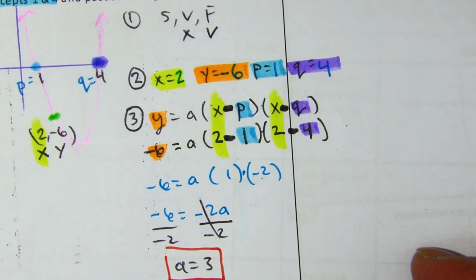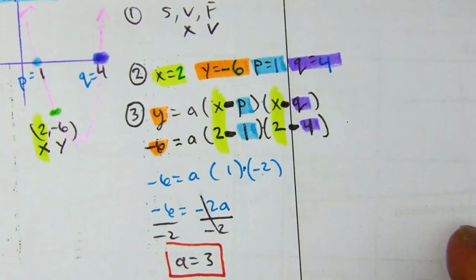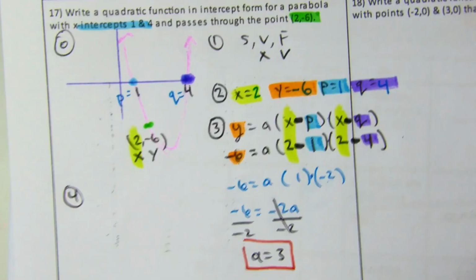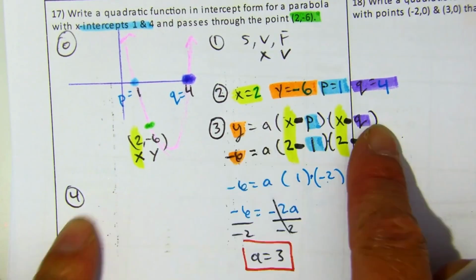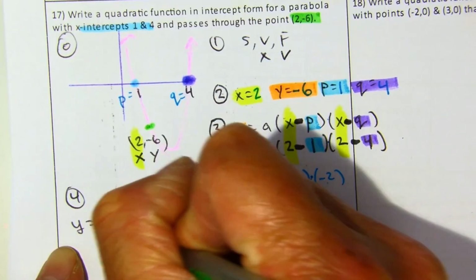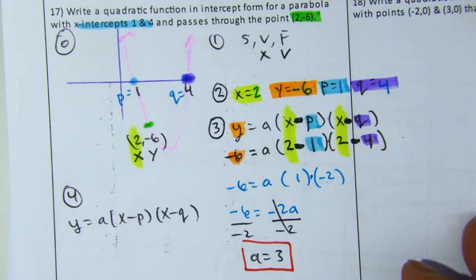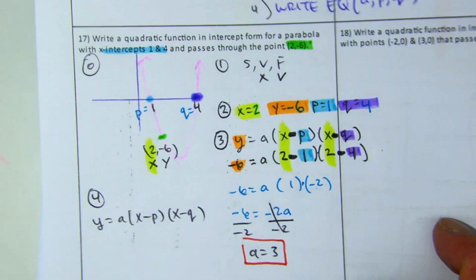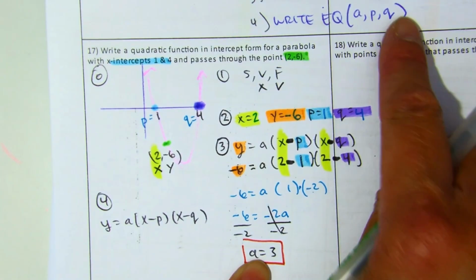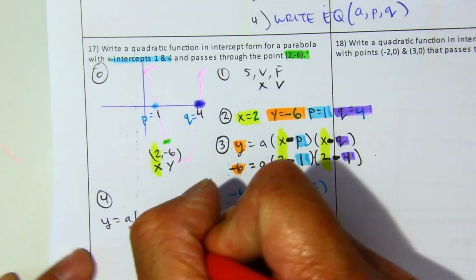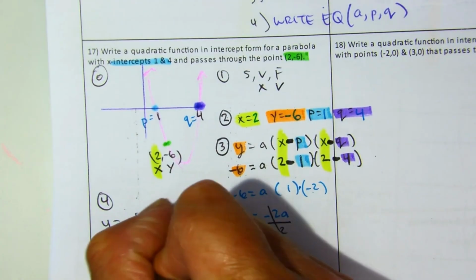Now we're going to write our equation. When you're writing your equation, it might be helpful to repeat the form that we're using. So just repeat that. And you can repeat the colors, but we're only going to be using certain colors. I'm going to use the A, P, and Q. So A is here. So what's my A value? 3.